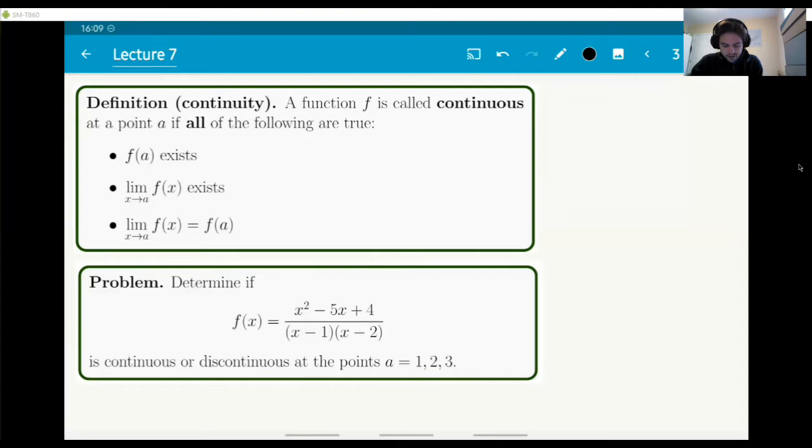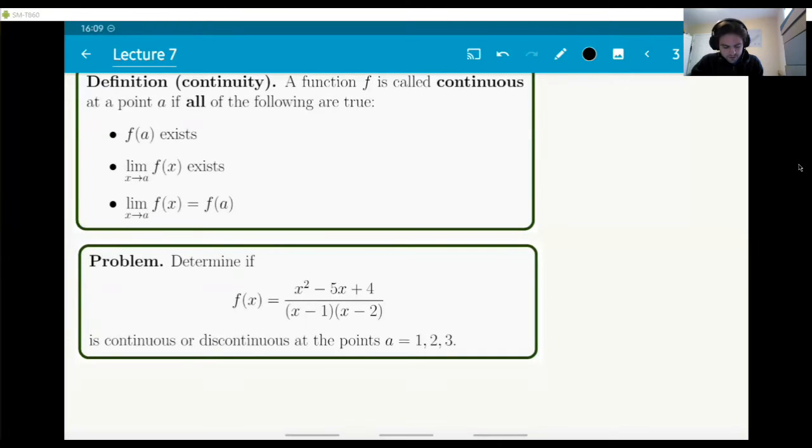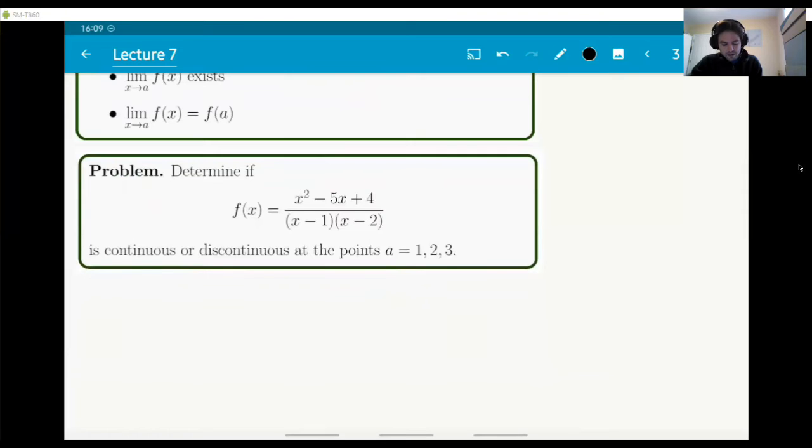So here's a quick easy problem for us to understand this definition. I have a function, I'm giving you 3 points, 1, 2, and 3. Determine if this function is continuous or discontinuous at those points. So what is happening here? Solution.